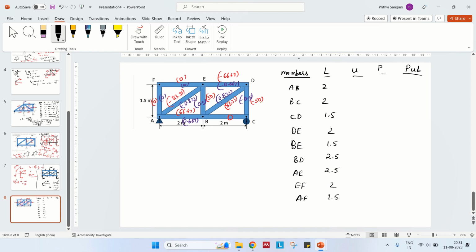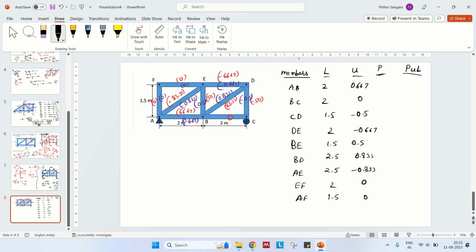What about U? Let us start writing for U. AB is 0.667. BC is 0. CD is minus 0.5, compression. DE is minus 0.667. BE is 0.5. BD is 0.833. AE, what is AE? AE is again minus 0.833. EF is 0. AF is 0.